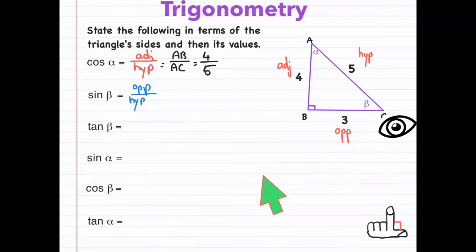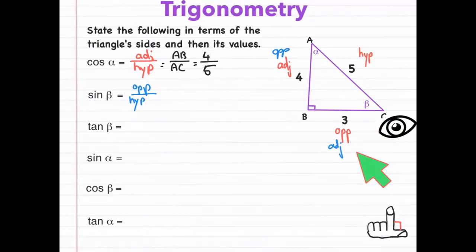Now, if I put my eye here, I'm viewing it from the beta side because I want the sine of beta. So this will now be my opposite. Okay, so I'll do that in blue. So this will be my opposite for beta. And then we know that BC is my adjacent for beta because this side is the one touching beta. So this will be my adjacent.